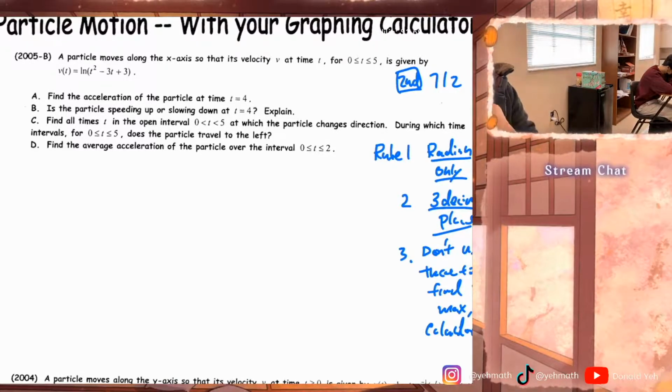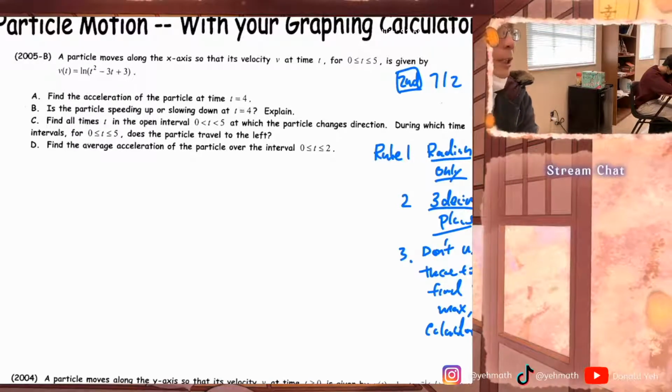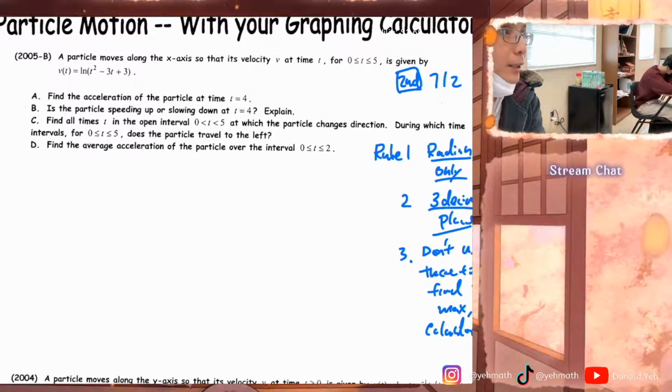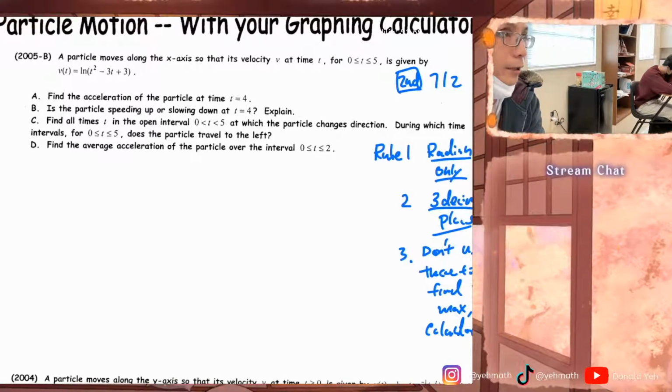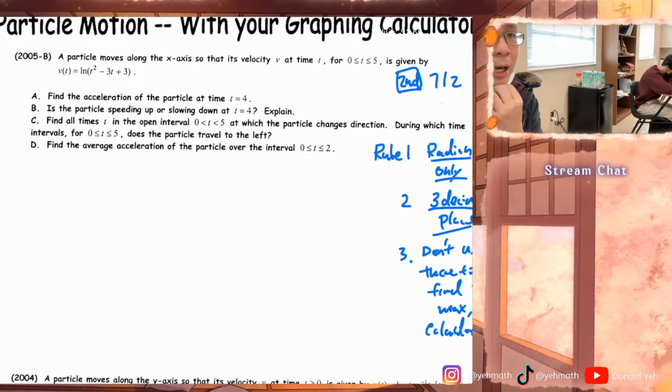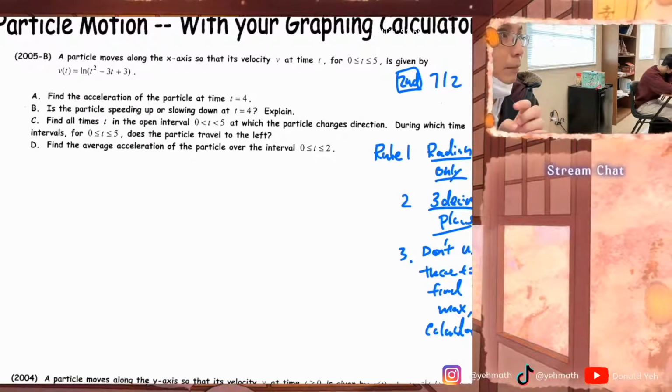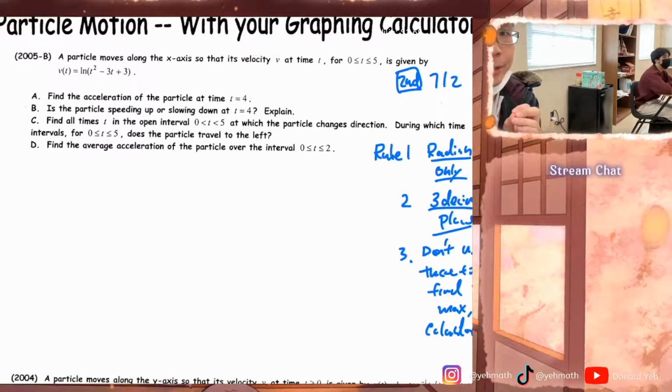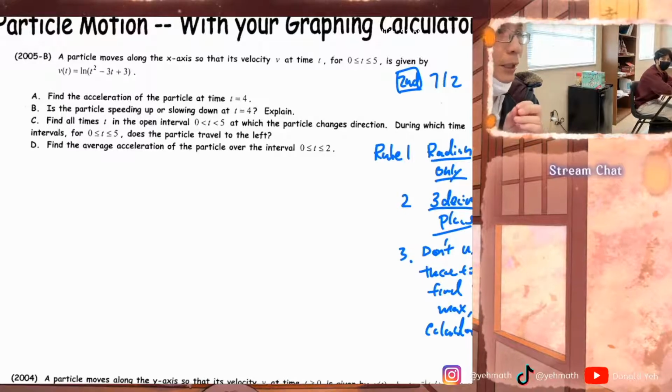Okay. So blue line is going to be the velocity. The red line is going to be acceleration. Are we okay here? Yeah. Now, I'm going to teach you how to answer A and B at the same time. There's a quicker way to do this. There's a much quicker way to do this.